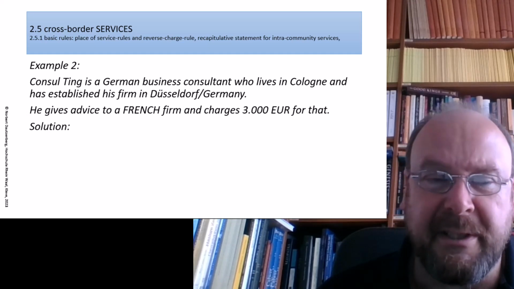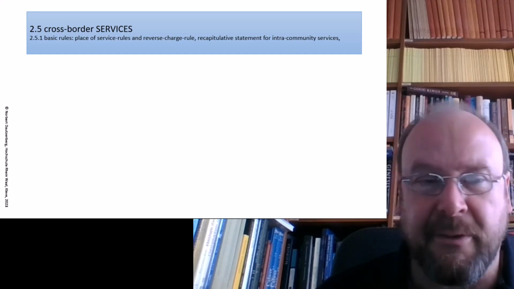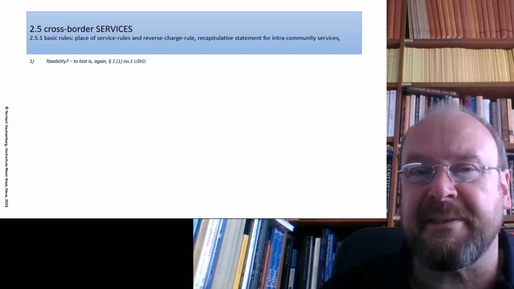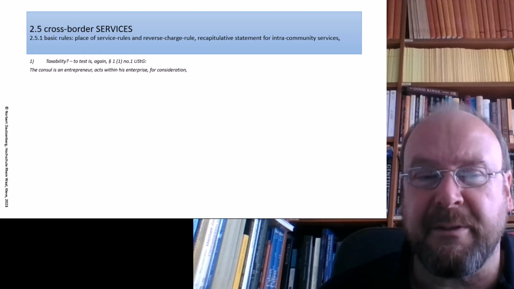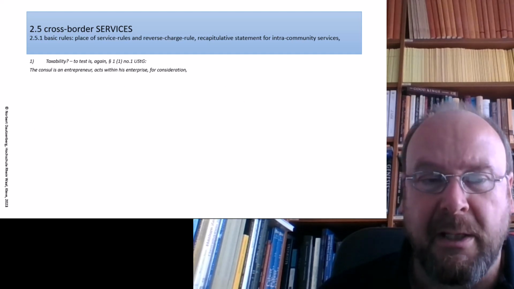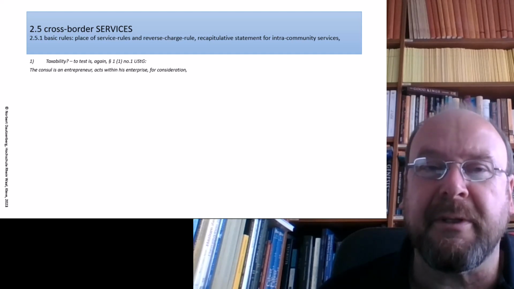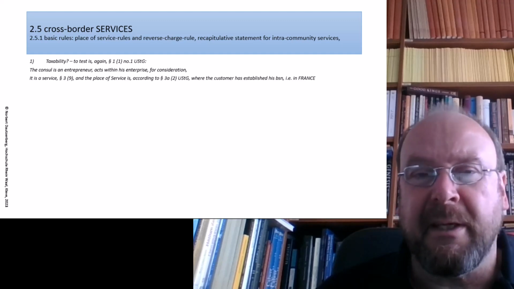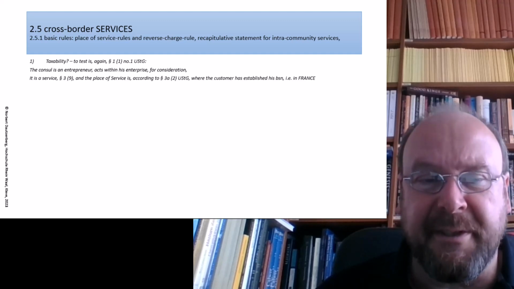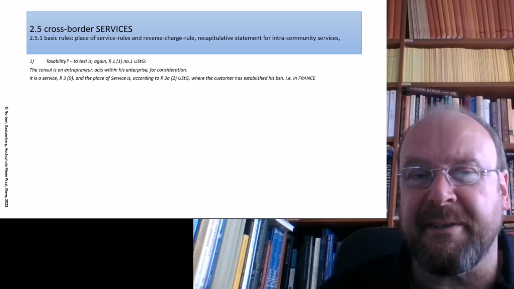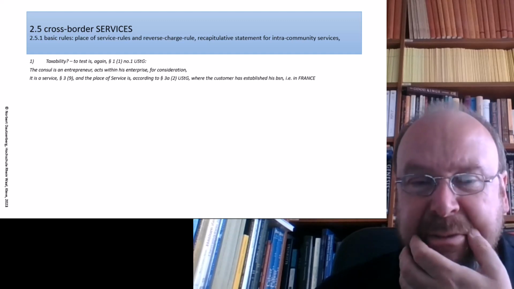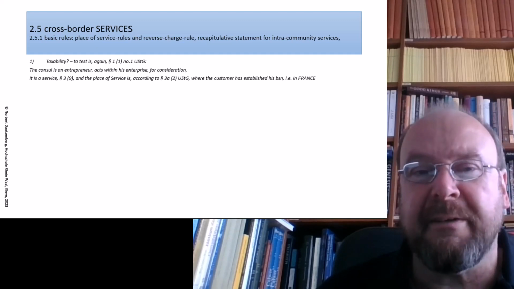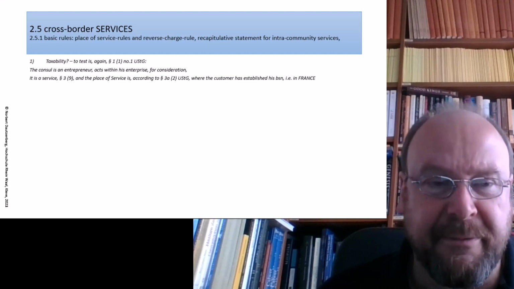The solution is naturally simple as always. We have to test taxability. That's under 1.1 number 1. The consul is an entrepreneur. He acts within his enterprise, and for consideration, again the easy stuff. Giving advice is a service, and the place of service is under 3a.2, where the customer, that's a French firm, has established their firm, that's in France.